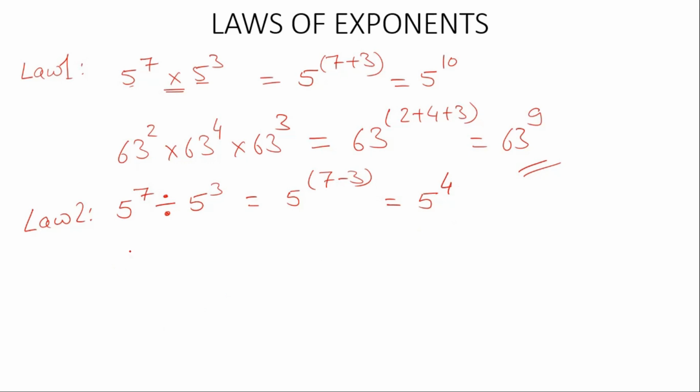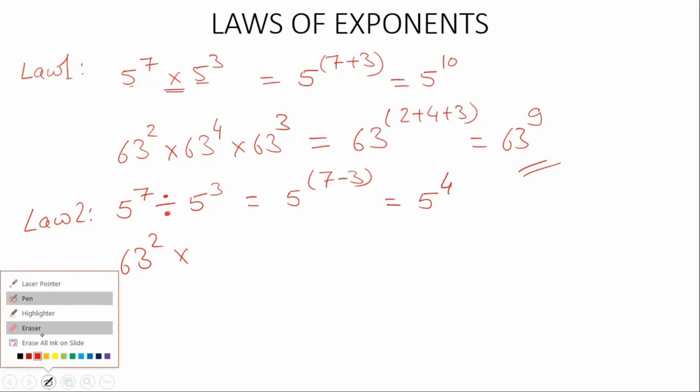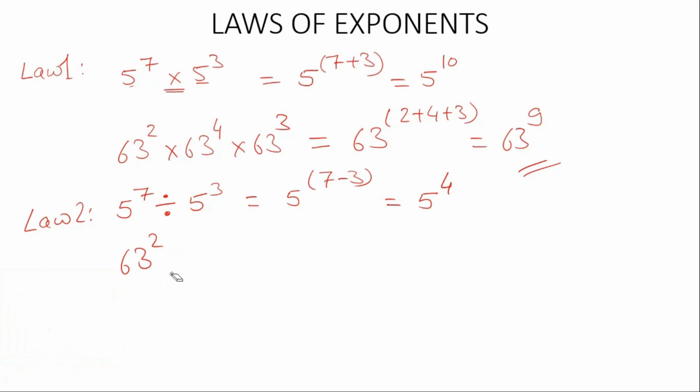Now one more example, suppose we have 63 to the power 2, not into, it will be divide, 63 to the power 4. Now what will happen? 63 will get common and the power will get subtracted. So how much will it be? 63 to the power minus 2. The power may be positive or may be negative.